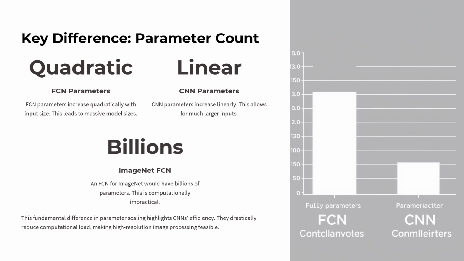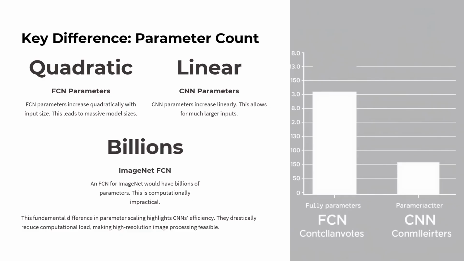Next, CNN, convolutional neural networks, linear growth. CNNs are much more efficient; their parameters grow linearly with input size. This allows CNNs to handle large inputs like HD images and videos without becoming too heavy. This makes CNNs scalable and suitable for real-world applications.